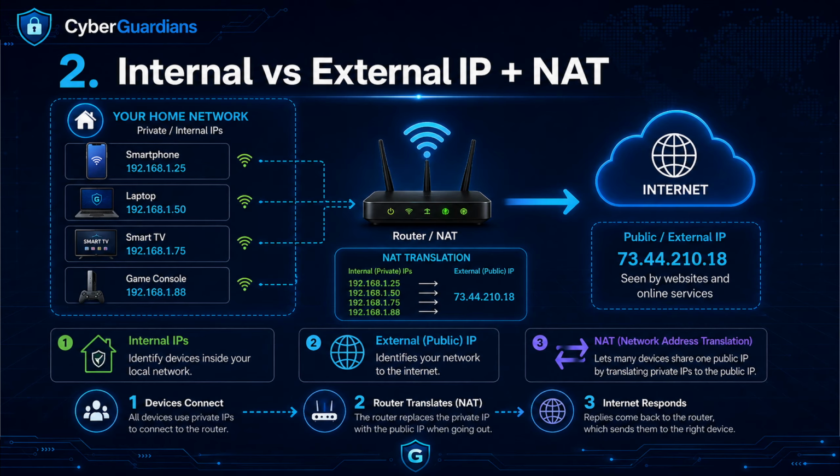So inside your home, your phone may have one internal IP address and your laptop may have another internal IP address. But when those devices go out to the internet, websites usually see the public IP address assigned to your network by your internet provider. A simple way to think about it is basically like this. Your internal IP address identifies your device inside your local network. Your external IP address identifies your network to the outside internet.